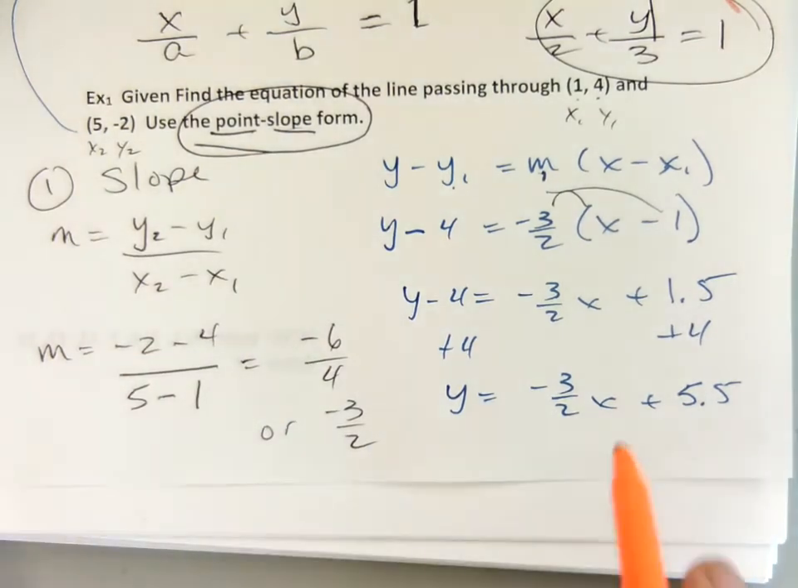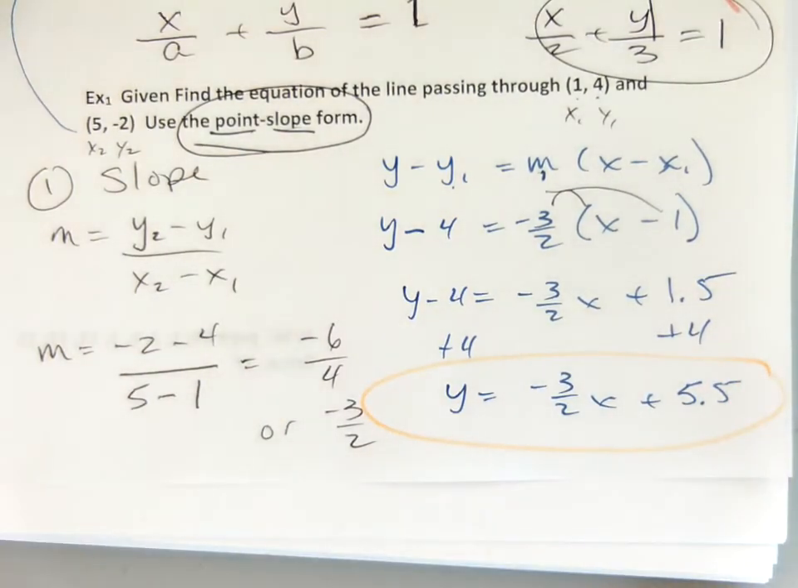Okay, so if we were to graph these 2 points, right, just graph point, point, connect the dots, this would be the line that would go through those points.